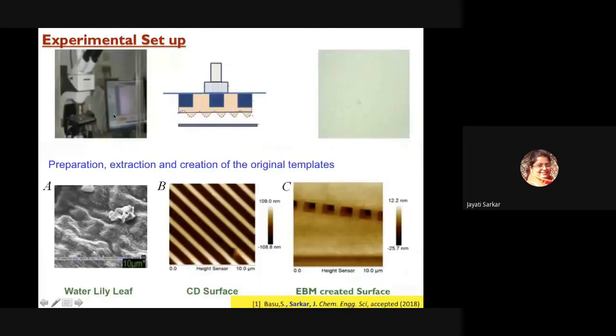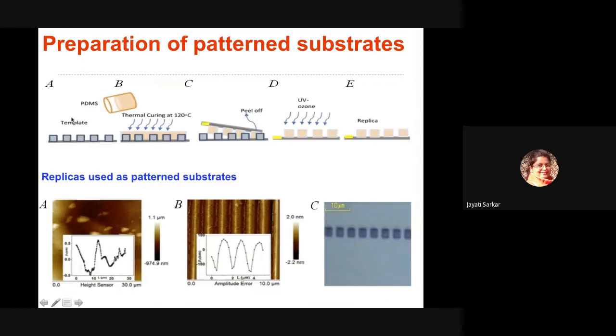So depending on this analysis, we had done some experiments also, and we have taken rough surfaces, that of a CD surface, an EBM created surface, and that of a water lily leaf that is naturally available also. What we have done is we have taken these templates, cast PDMS, thermally cured it, so that an inverse replica of these surfaces could be created, as you can see over here through these AFM or optical images.